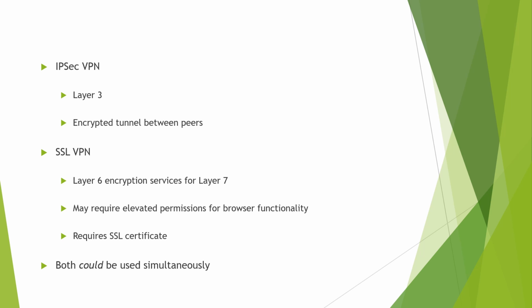IPsec is a Layer 3 VPN. For both network-to-network and remote access deployments, an encrypted Layer 3 tunnel is established between the peers. An SSL VPN, in contrast, is typically a remote access technology that provides Layer 6 encryption services for Layer 7 applications, and through local redirection on the client, tunnels other TCP protocols. From a purely technical standpoint, you may be able to run both IPsec and SSL VPN simultaneously unless the IPsec and SSL VPN products use the same installed client software on the user's computer.